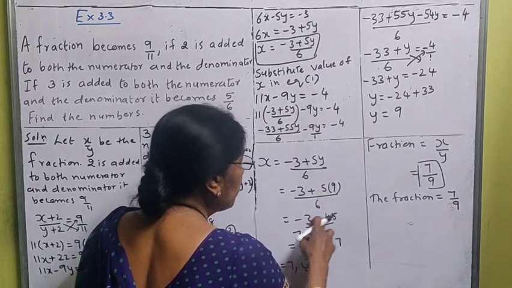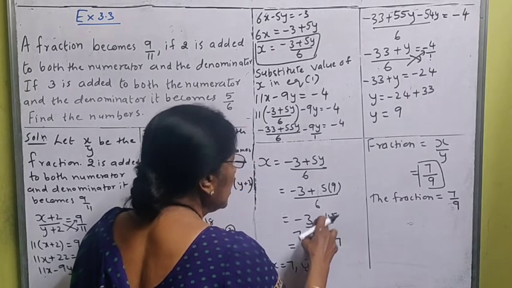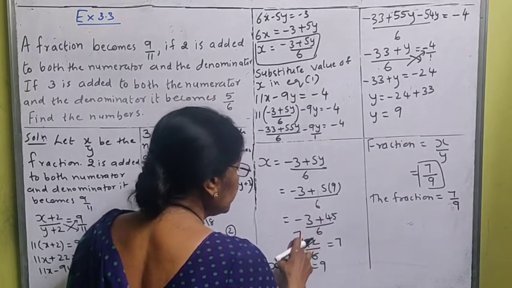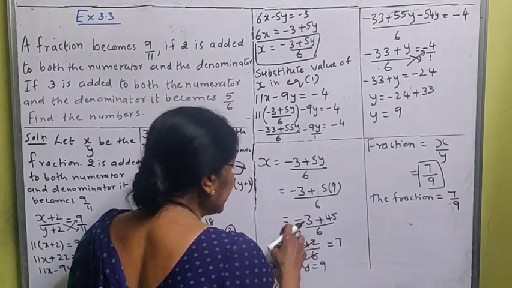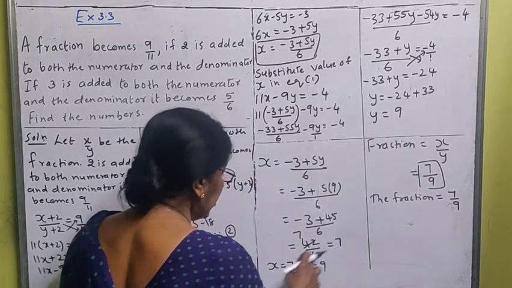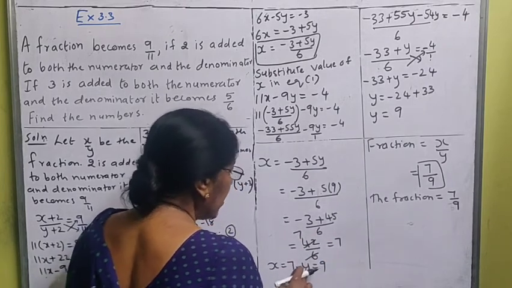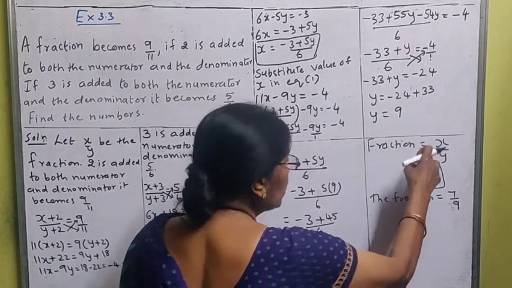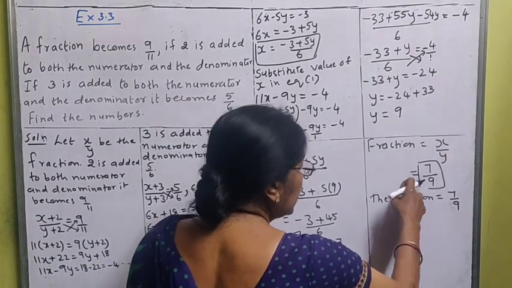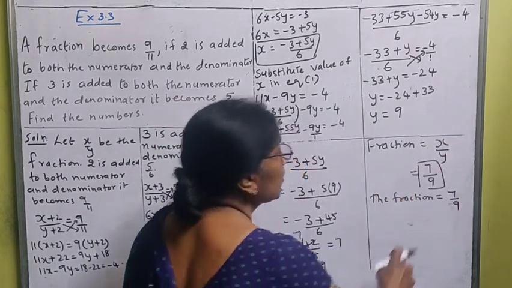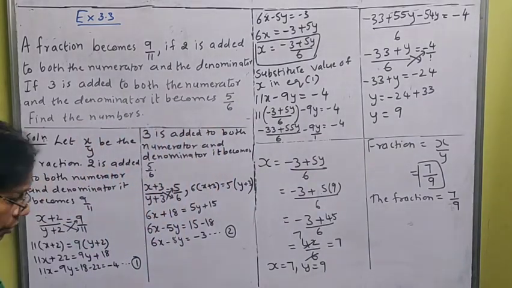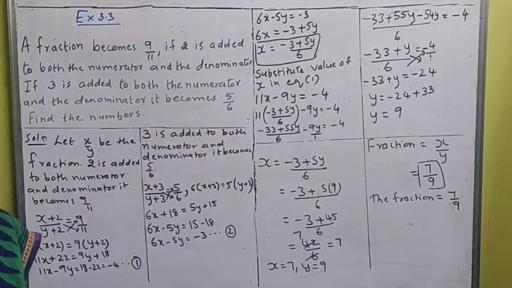Minus 3, 9 5s are 45, plus 45 whole divided by 6. 45 minus 3 is 42. 42 by 6. 6 7s are 42, is equal to 7. X value got it as 7. Y value got it as 9. Fraction. What is the fraction? X by y is equal to 7 by 9. So the fraction is equal to 7 by 9. So you came to know what it is. So the answer is 7 by 9.